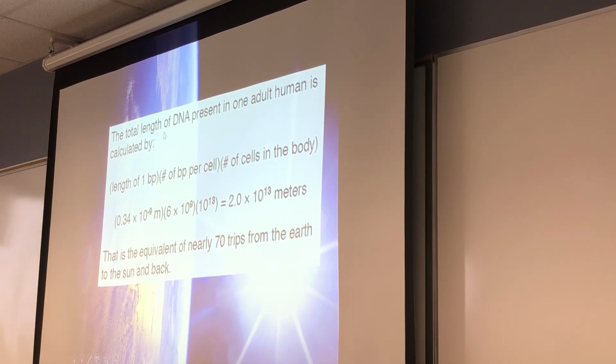And to think of it as even more amazing, think about this whole process. The total length of DNA present in one adult human is calculated by this: the length of the base pairs, 3.4 angstrom, and then the number of base pairs per cell, that is like 6 billion, and then the number of cells, here like 10 trillion, but actually I think it's more like 30 trillion, that number changes. Then you multiply all of those, and you have like 20 trillion meters of this DNA. That amount is equivalent to nearly 70 trips from the Earth to the Sun and back.